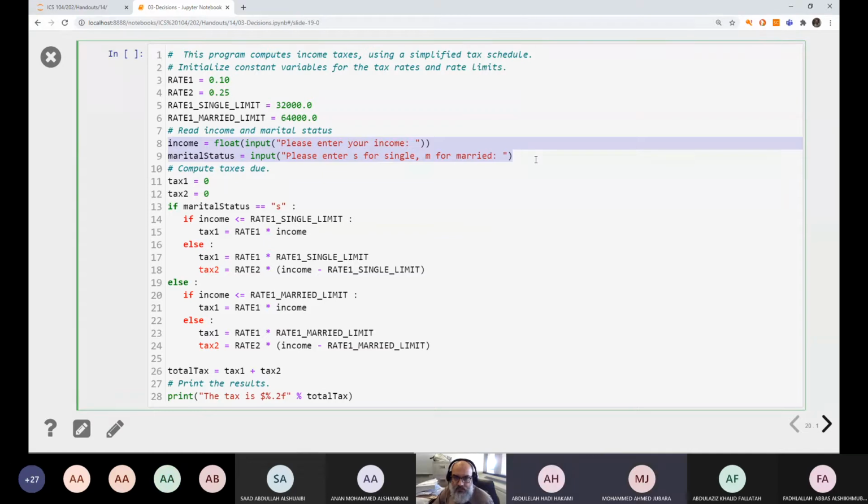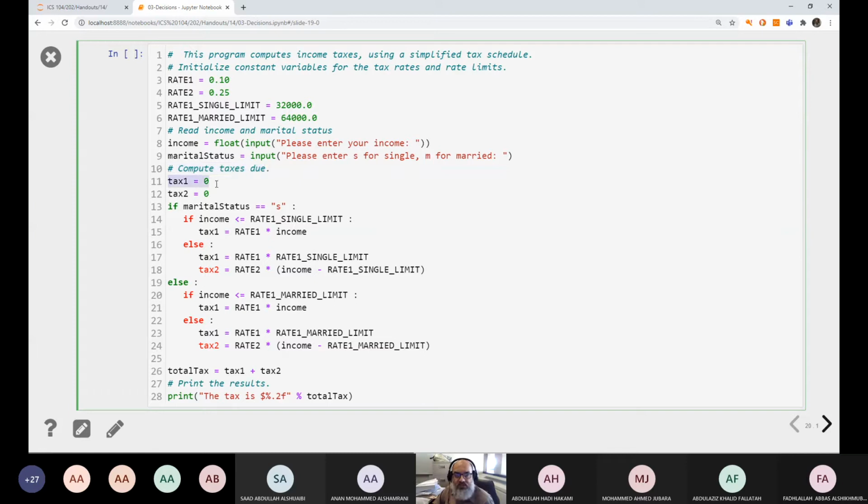Ask the user for his income, and whether he is single or married. So it asks for the income, and it asks whether you are single or married, right? Right, to decide the condition. Yes. Okay, so then what will happen is we will try to compute taxes due.